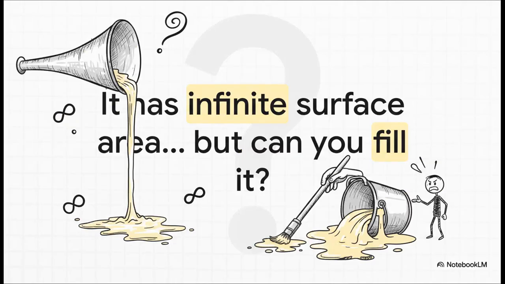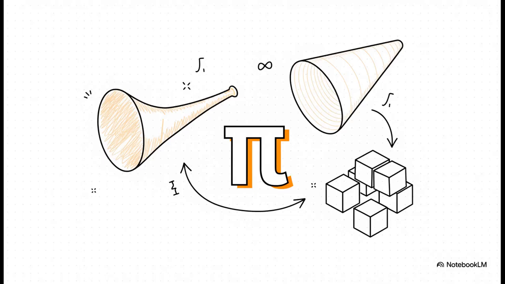Okay, now here's where it gets really weird. Using another improper integral, we can actually prove that the surface area of this horn is infinite. That means if you wanted to paint it, you would literally never finish the job. You would need an infinite amount of paint. So here's the question. Could you fill it with paint? The volume of Gabriel's horn is pi. That's it. A simple, elegant, and very, very finite number.